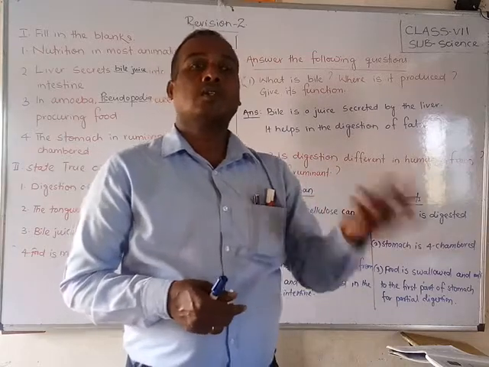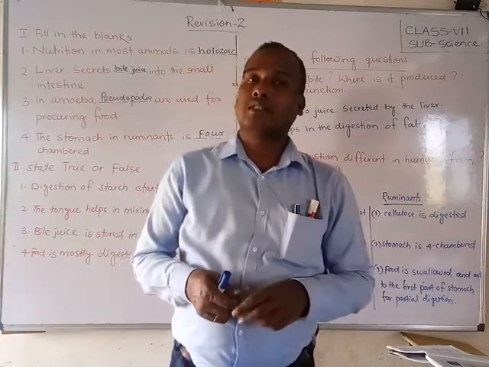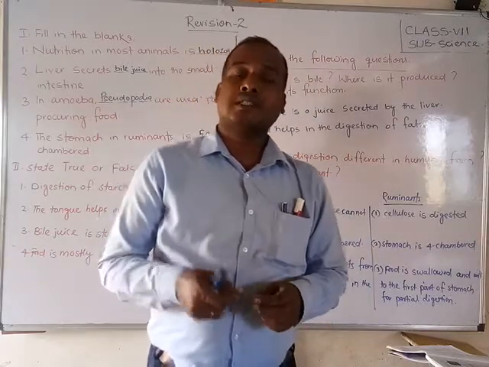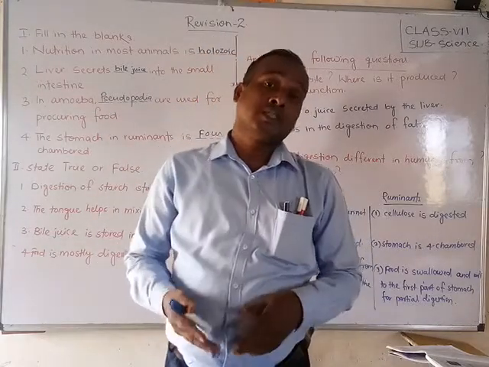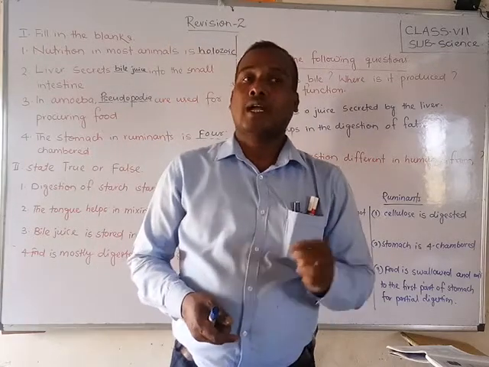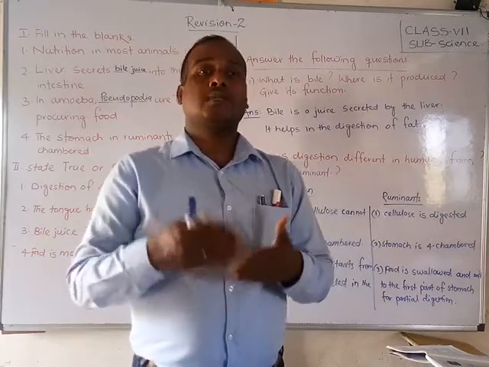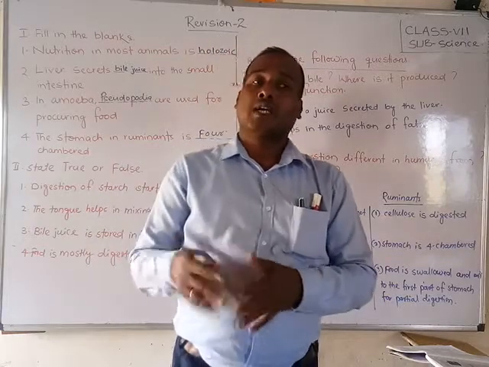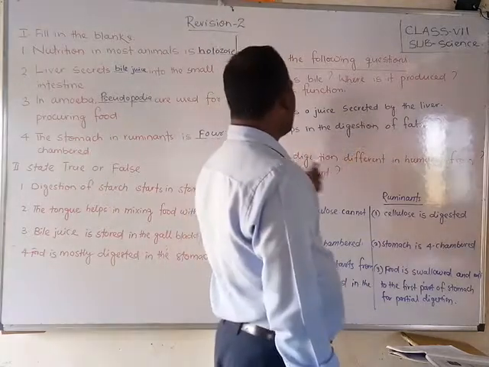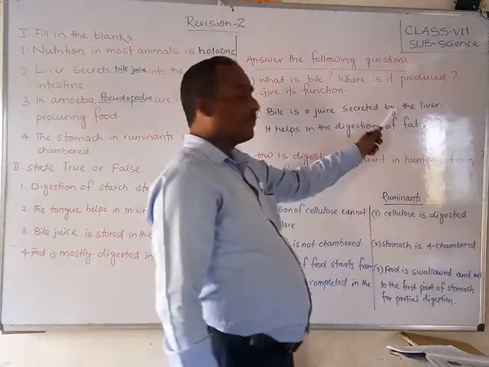Whatever foods you have taken, they contain some fats. If we have taken fatty food, how will it be digested? It will be digested in the small intestine. How? Because the liver secretes the bile juice, and it mixes with the fats and the food, and it will digest. Okay students, so bile is a juice secreted by the liver. It helps the digestion of the fats.